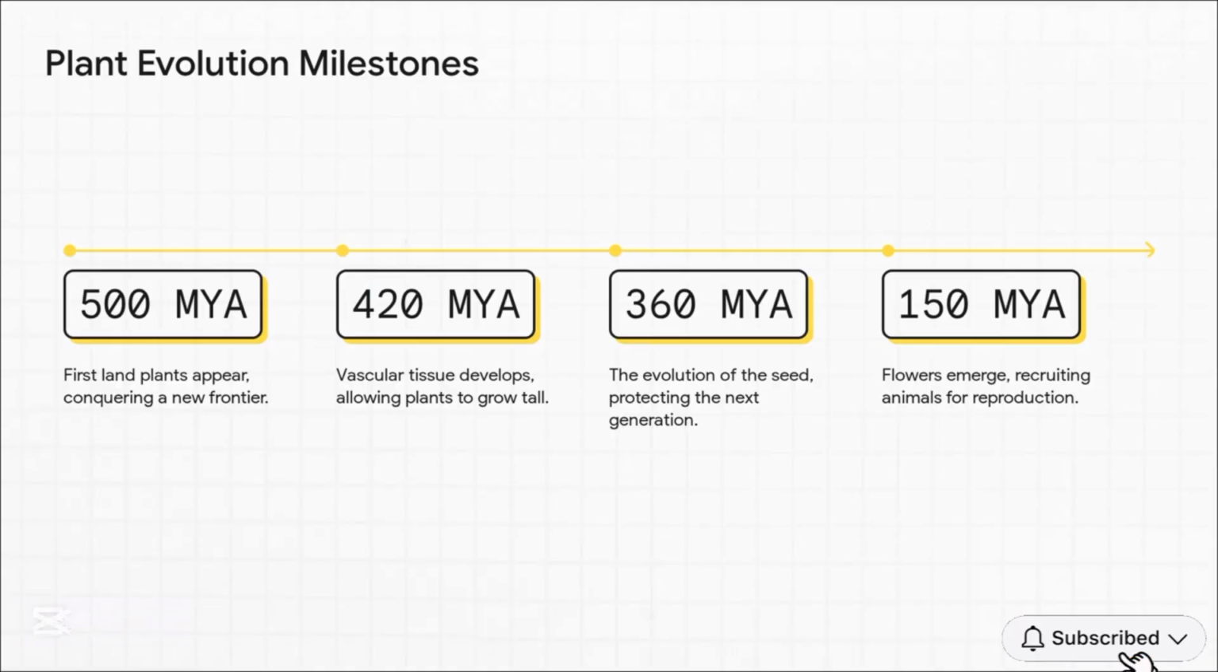So once plants got a foothold on land, they started this incredible arms race of innovation. They developed internal plumbing, vascular tissue, to grow tall. They invented the seed, which is like a perfect little survival pod for the next generation. And then, finally, they created the flower, a brilliant marketing tool to get animals to help them reproduce.